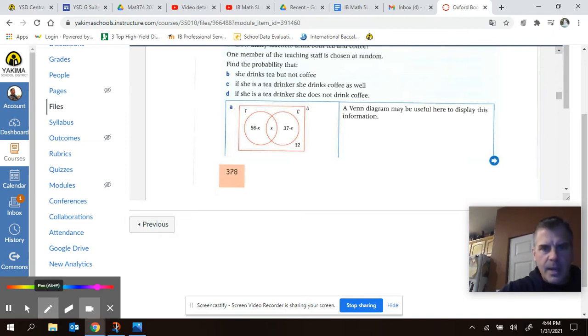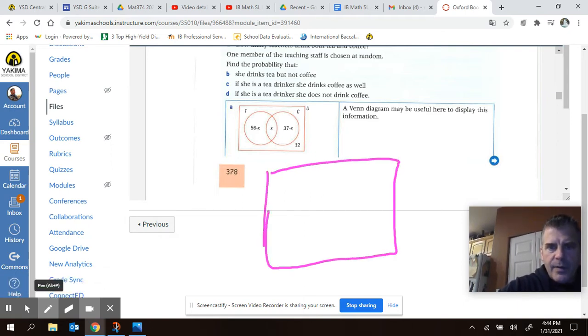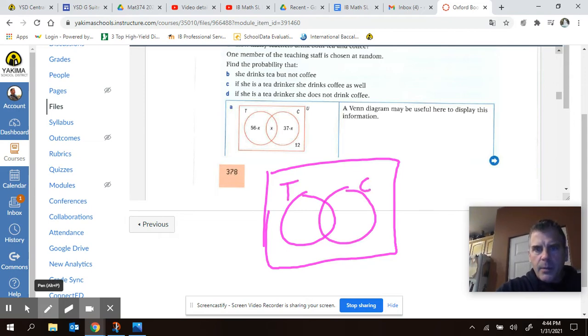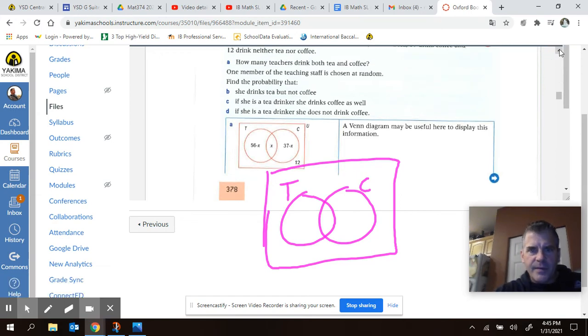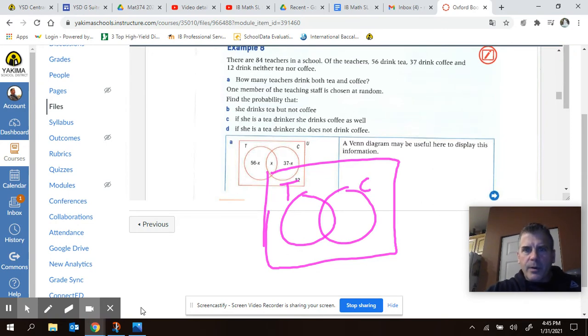So let's create this Venn diagram again. We're going to go right here. We've got those that drink tea, those that drink coffee. And we're going to use the information that they've given us to construct this. How did these guys get this 56 minus X, the X, and the 37 minus X? Well, we know from the information there are 84 total. So that's important. We know our universal number.